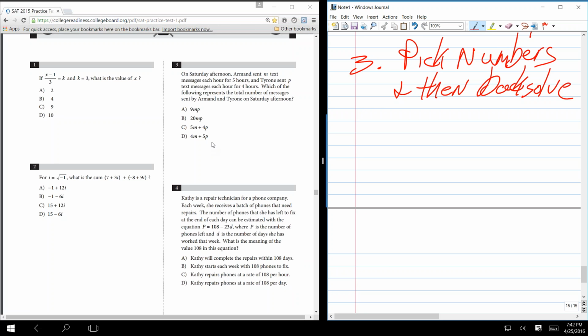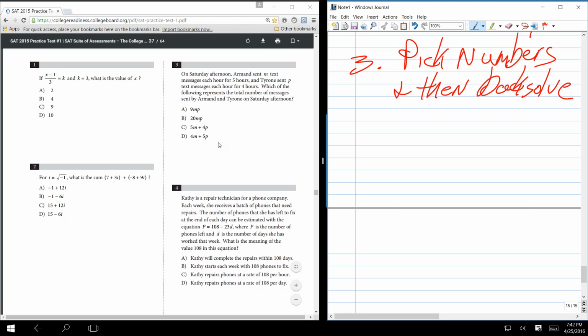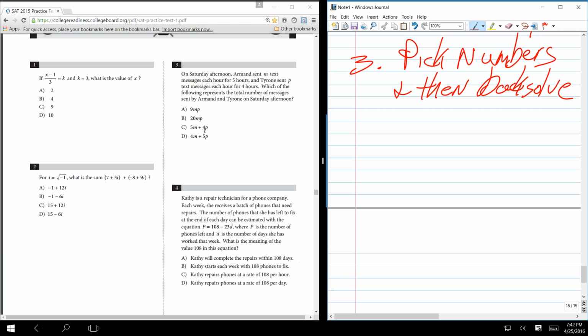Let's suppose that you had somebody that couldn't come up with 5M plus 4P. They just couldn't think it through. Well, let's pick some numbers for M and P. Okay, let's pick simple numbers. 2 for M, 3 for P.